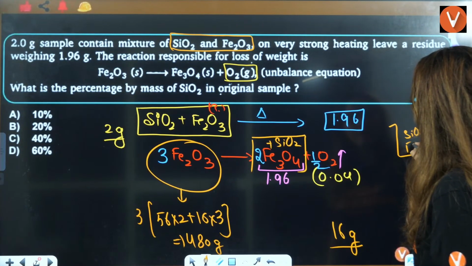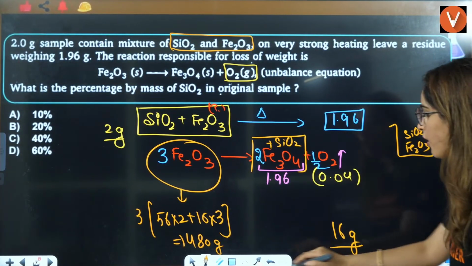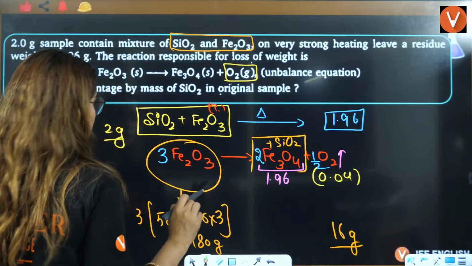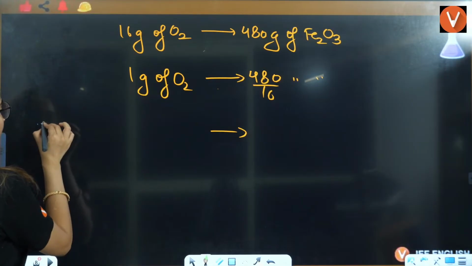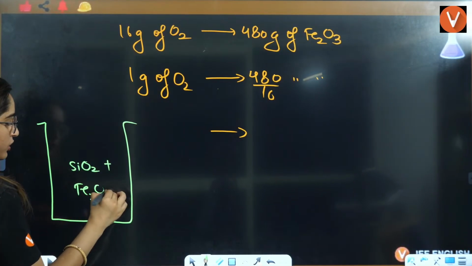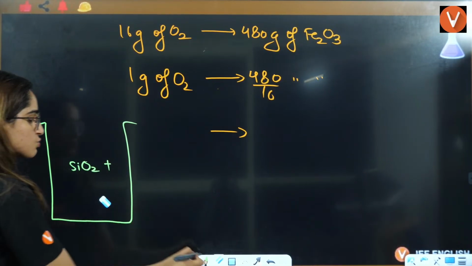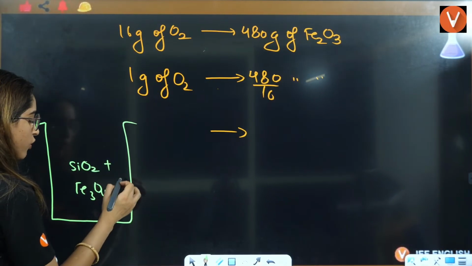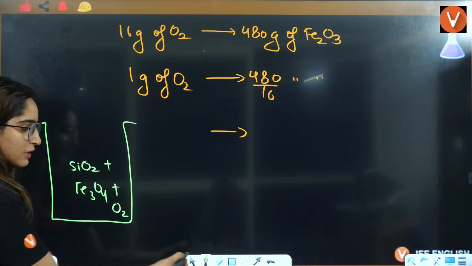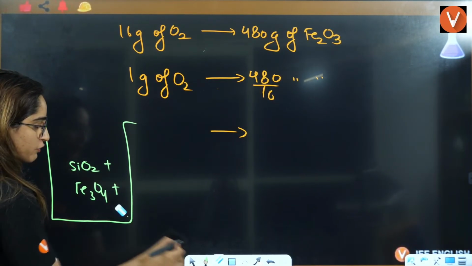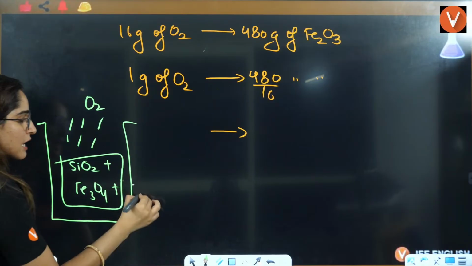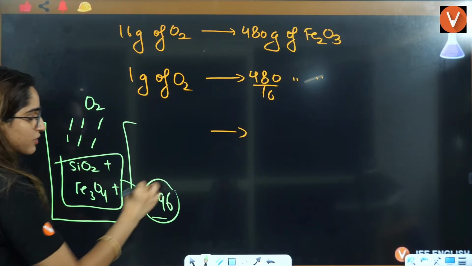See, in the beaker, what you had is SiO2, you had Fe2O3. Now you strongly heated it. What happened here? I'm just going to draw this here because this is the important part. In the beaker you had SiO2 plus Fe2O3. When you heated it, this was converted into Fe3O4 plus O2. Now O2 will be gas, so it will be liberated out. The residue that is left is 1.96.